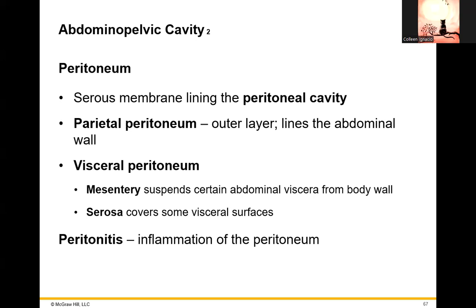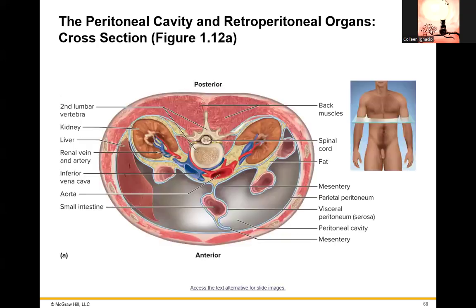Now, if a patient has peritonitis, itis again is inflammation, just like we talked about meningitis. Peritonitis is an inflammation of the peritoneum. All right, so here is a great section. We can see this is a transverse section. We have an inferior portion and a superior portion.